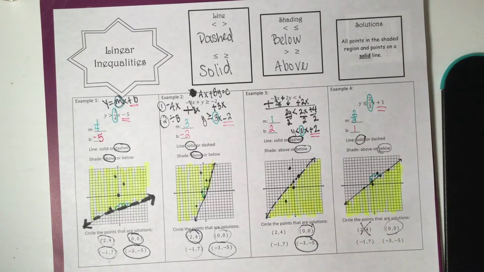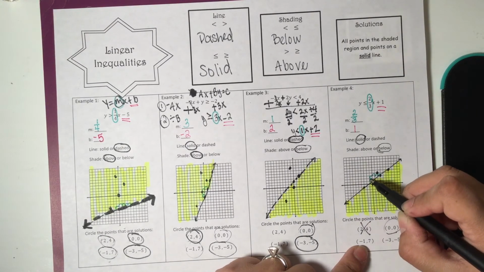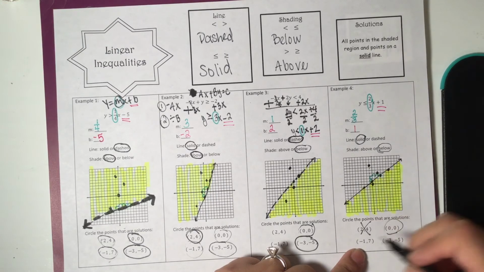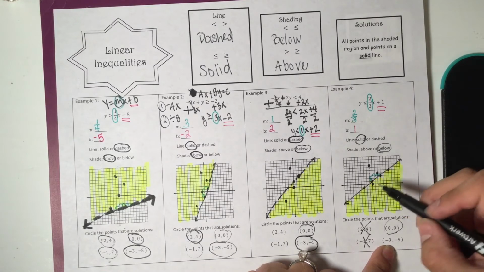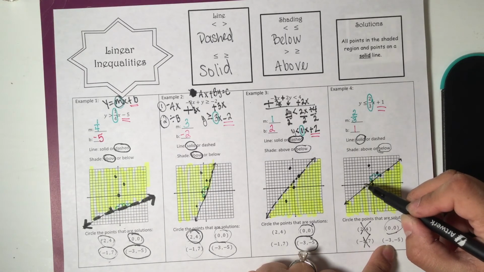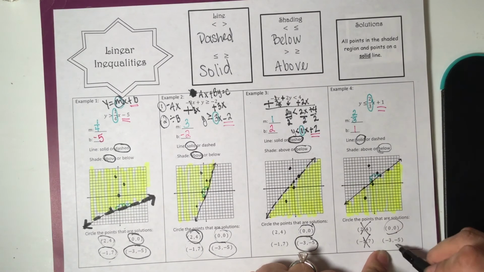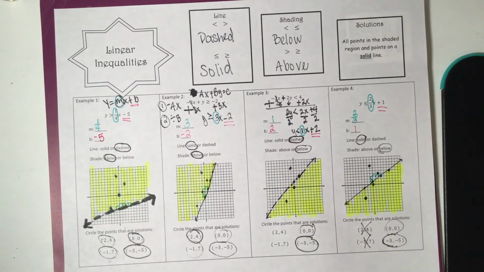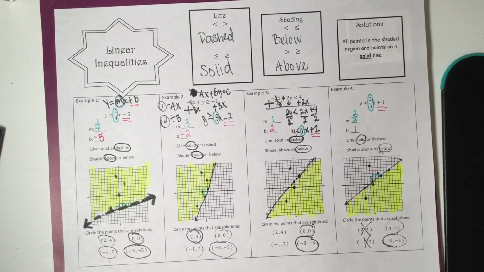I have -1, 1, 2, 3, 4, 5, 6, 7. That's not a solution. And then I have -3, -5. 1, 2, 3. 1, 2, 3, 4, 5. That is the solution. All right. So that is how you graph linear inequalities.